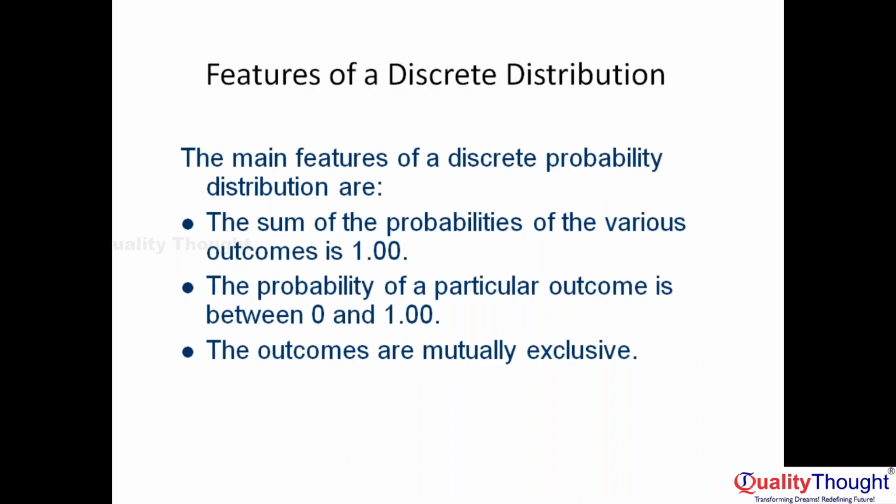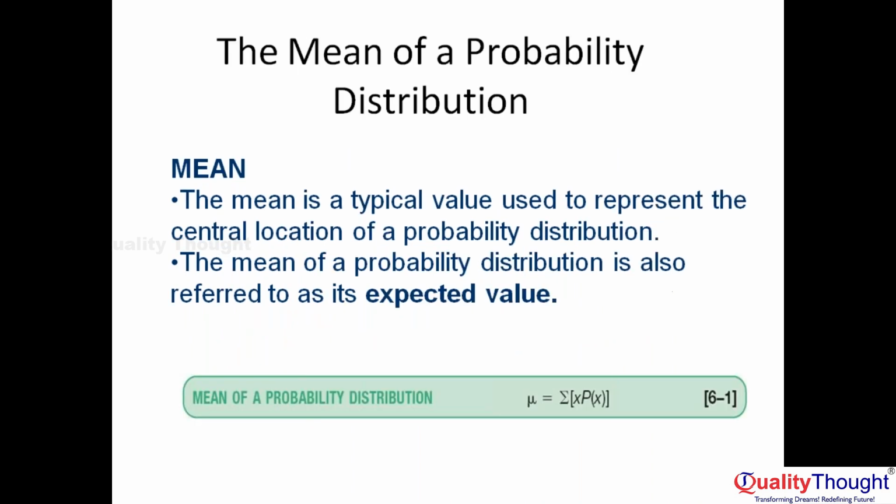We have already seen these features. Now, coming to the main part, the mean of the probability distribution. Remember that this is very, very important: identifying the mean of the probability distribution. Guys, how do we understand the mean generally? Sum of all the values together divided by the total number of values, right? Here, it is a little bit different.